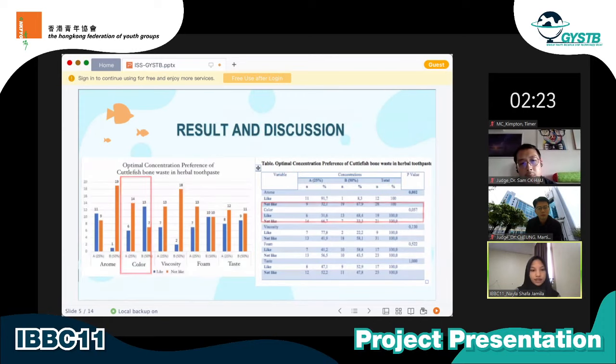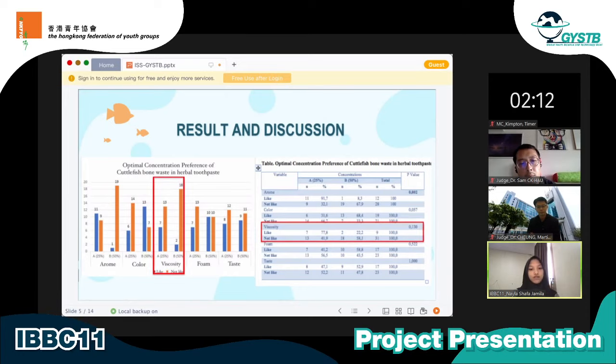For the viscosity of herbal toothpaste, most of the participants prefer concentration A of cuttlefish bone, as many as 7 people. For the chi-square test analysis at the 95% confidence level, there is no significant difference between the viscosity preference of concentration A and B, with a p-value of 0.130.